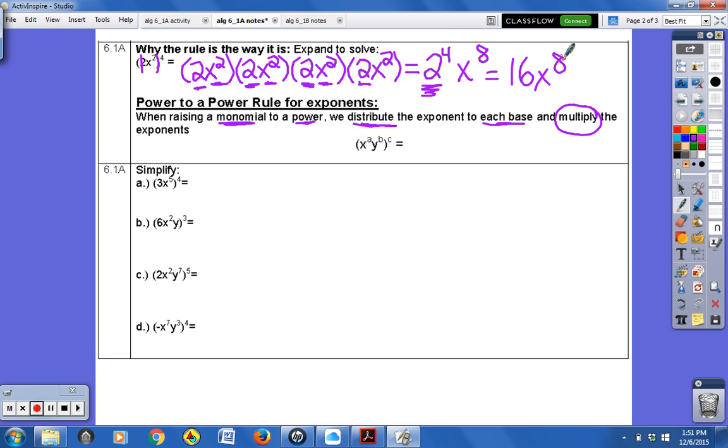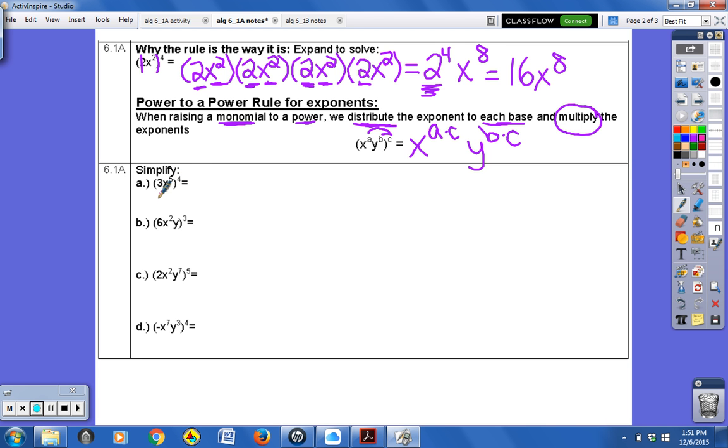So what does this mean for us in our rule? If I have x to the a, y to the b, and the whole thing is being raised to the c power, I distribute that exponent into the x and y. So this becomes x to the a times c and y to the b times c. And that's our rule. So we're going to use that now on our problems coming up.